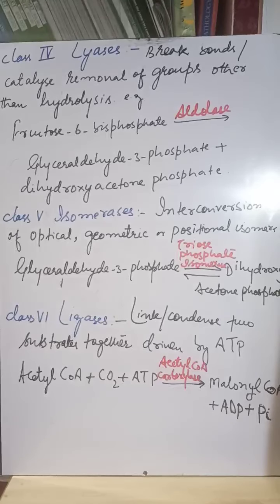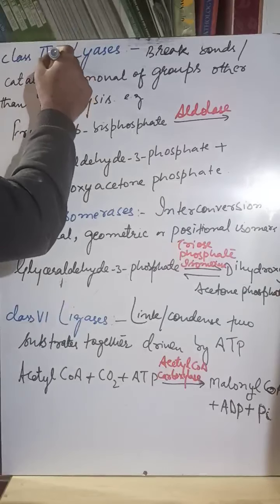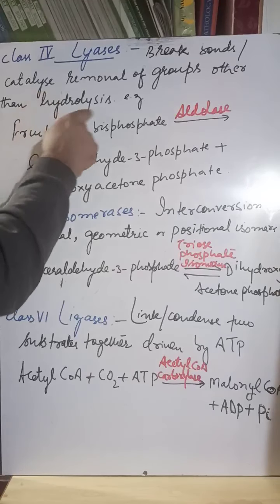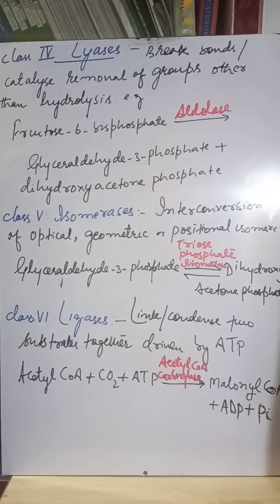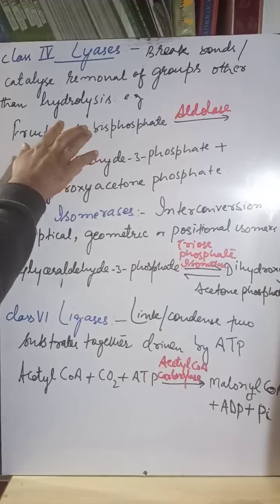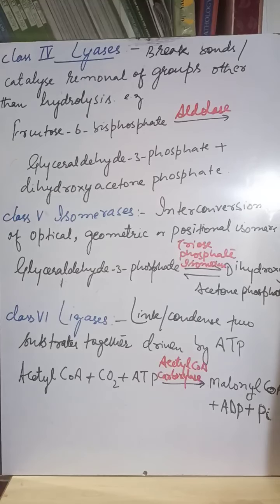The fourth class of enzyme is called lyases. Lyases also break bonds and remove groups, but not the way hydrolases do. Other than hydrolysis, they don't require any water, so they don't break bonds with the help of water. They remove groups and break bonds, but by mechanisms other than hydrolysis.